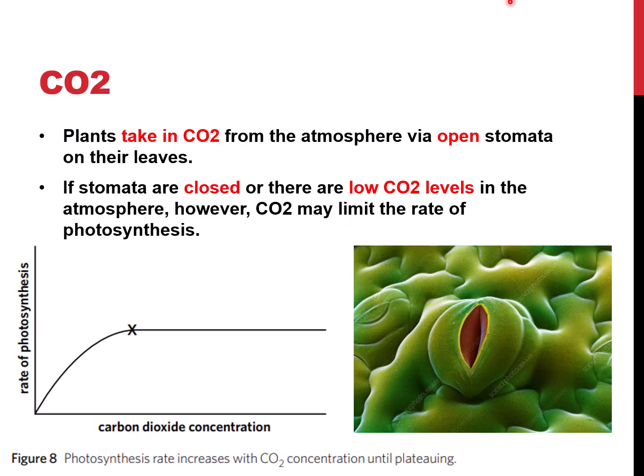We also have our carbon dioxide. Obviously plants take in the carbon dioxide through the stomata here, as you can see. And that graph also tapers off. It increases to a certain point, and then that will plateau because carbon dioxide concentration is no longer having an effect on the plant's photosynthesis, and another factor is affecting it. It could be sunlight, light concentration, light availability, water availability, etc.